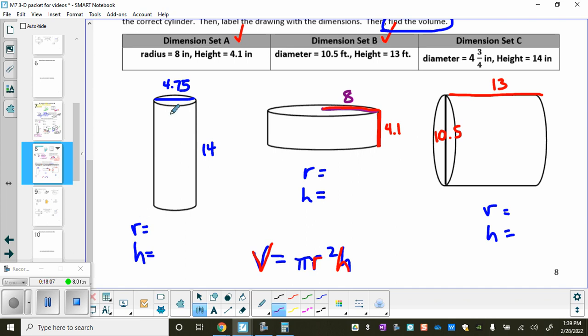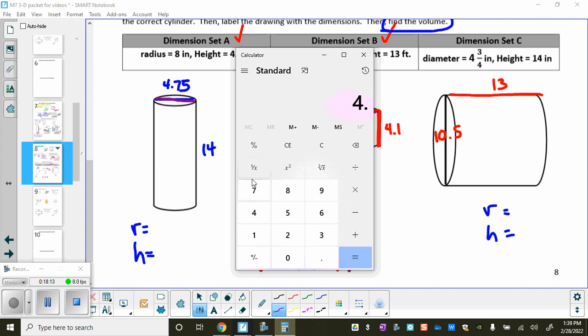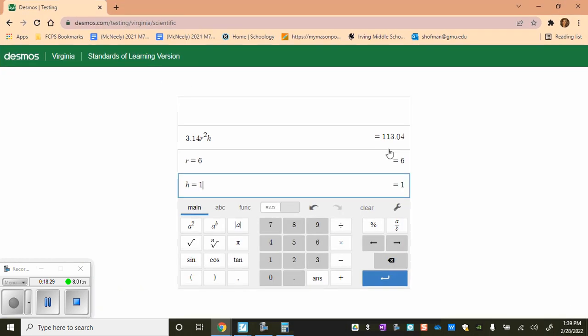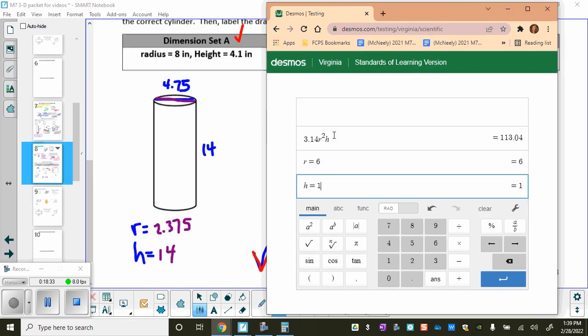All right, so for this first one, if the diameter all the way across is a 4.75, let's just cut it in half. We've got the radius, 2.375. Okay, now the height is the 14. So now let's just use Desmos. We've got 3.14 pi, the radius squared, and then times height. That's the formula for volume.